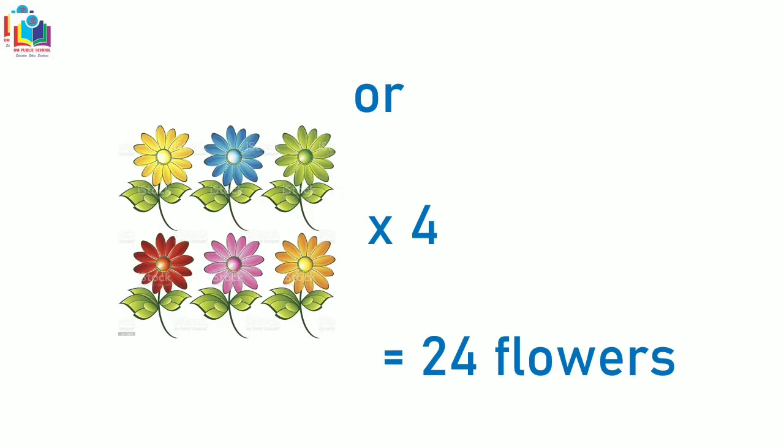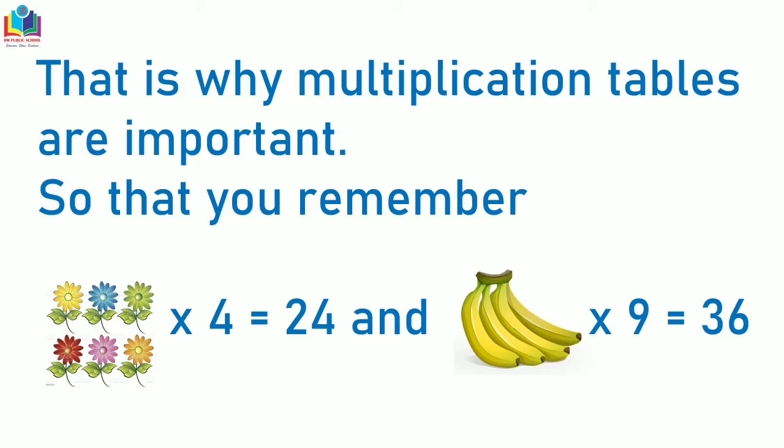Or you can just multiply these 6 flowers with the number of baskets, that is 4 baskets altogether. You will still get 24 flowers, whether you count or whether you multiply. This is why multiplication tables are important. Otherwise, how will you remember how much is 6 into 4 or how much is 4 into 9? We have to learn our tables for this so that we know that 6 into 4 is equal to 24 and 4 into 9 is always equal to 36.